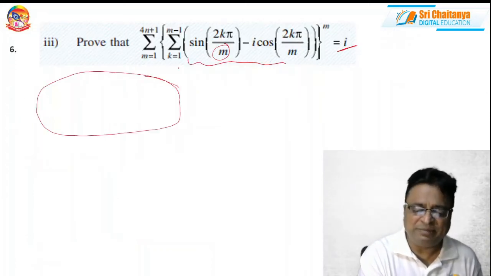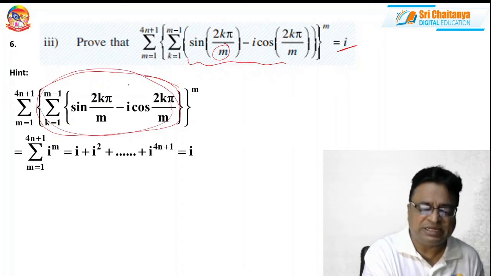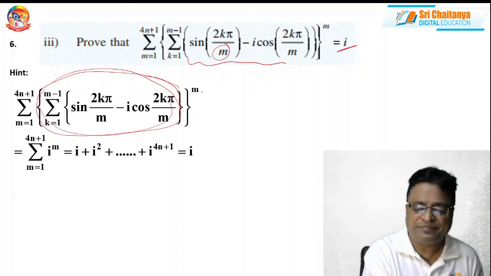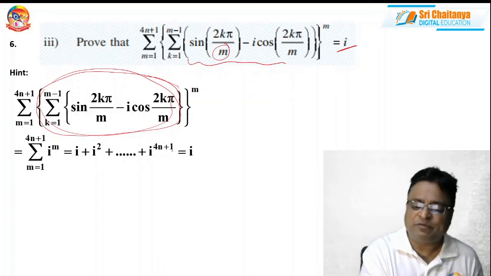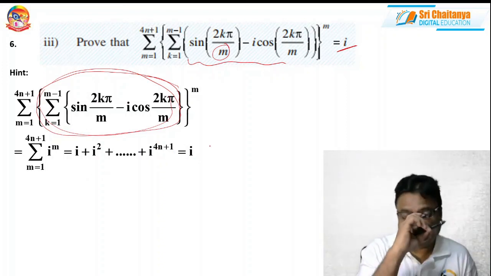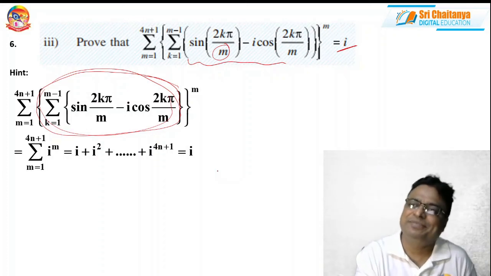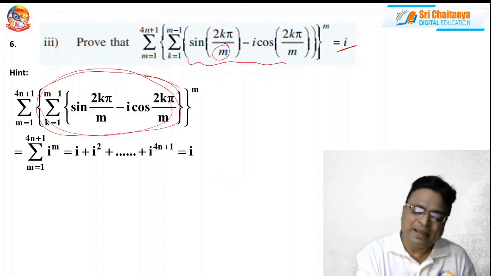So immediately what I am doing is, just follow the above problem. You replace the term in the bracket with i, so it becomes i power m. Again, you run the show. This is i plus i square plus and so on, i power 4n plus 1. Now it is again in GP. So the sum to 4n plus 1 terms in GP is i power 4n minus 1 by i minus 1. You simplify that, you will get the answer as i. It is very simple. Okay, my friends, this is another way to solve this problem.